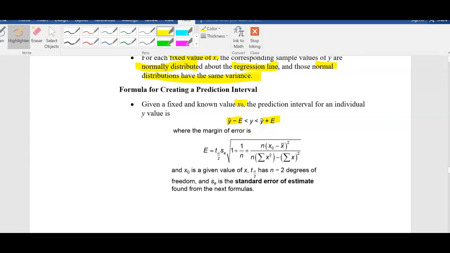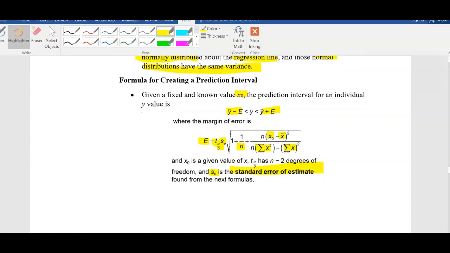We actually have to do this formula this time. StatDisk will not do it for us. So our margin of error E is t alpha over 2, which we found before as our t value, times our estimation of error right here, s sub e, times the square root of 1 plus 1 over n. n is how many terms we have. And then plus our x0 minus our mean, squared, over our sum of squares. So s sub e is our standard error of estimate, which is also found on StatDisk. And I'm going to show you how to do that here in just a little bit.